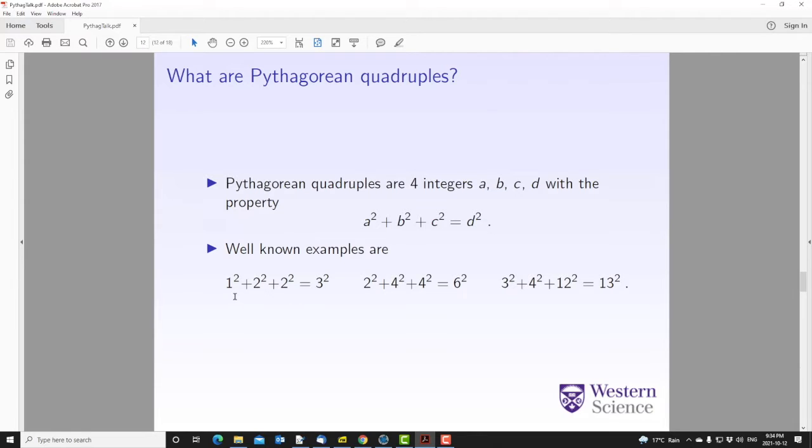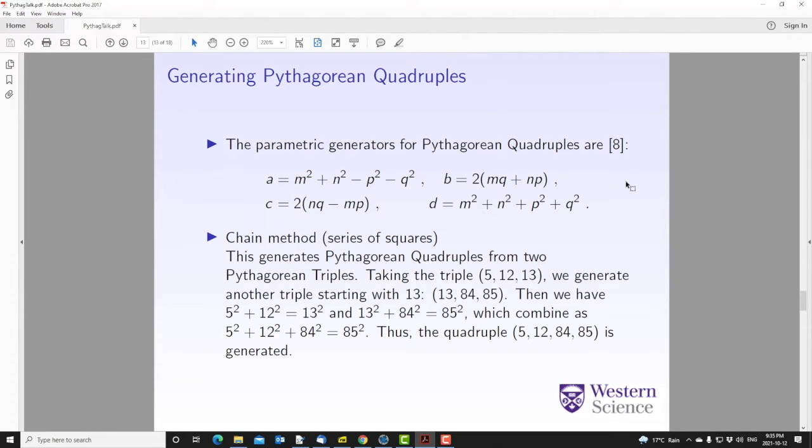A few well-known examples are 1 squared plus 2 squared plus 2 squared is 3 squared, 2 squared plus 4 squared plus 4 squared is 6 squared, and 3 squared plus 4 squared plus 12 squared is 13 squared. Several people have discovered parametric generators for Pythagorean quadruples. Here is one such one here. You notice that in order to generate quadruples, we need 4 parameters, whereas for triples we needed only 2 parameters.